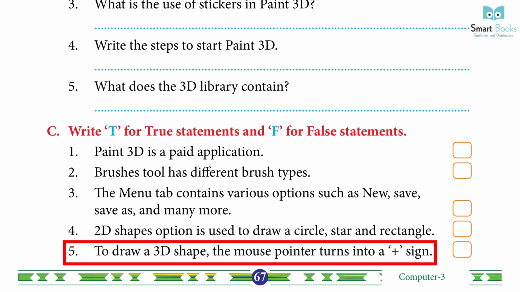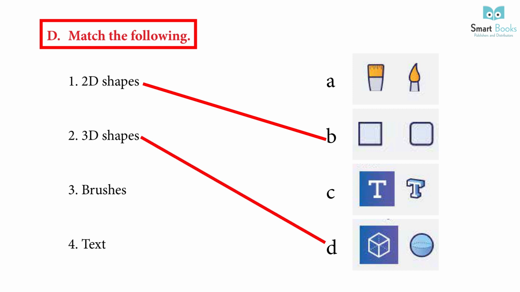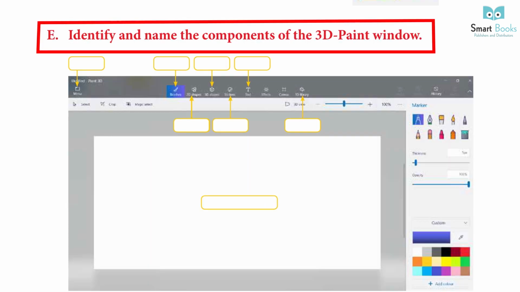5. To draw a 3D shape, the mouse pointer turns into a plus sign. Answer: True. D. Match the following. Match 1: 2D shapes with B. Match 2: 3D shapes with D. Match 3: brushes with A. Match 4: text with C. E. Identify and name the components of the 3D paint window.